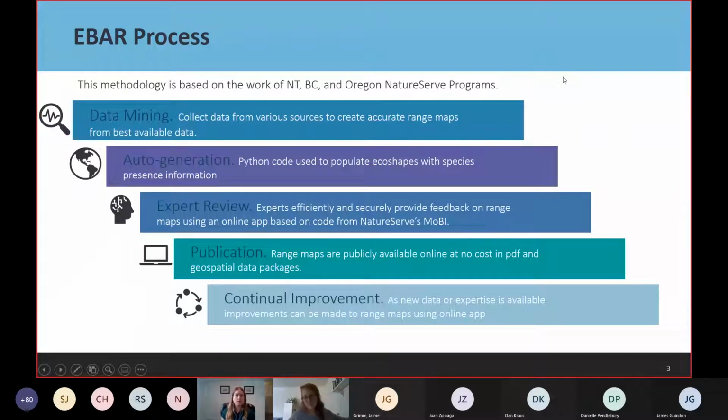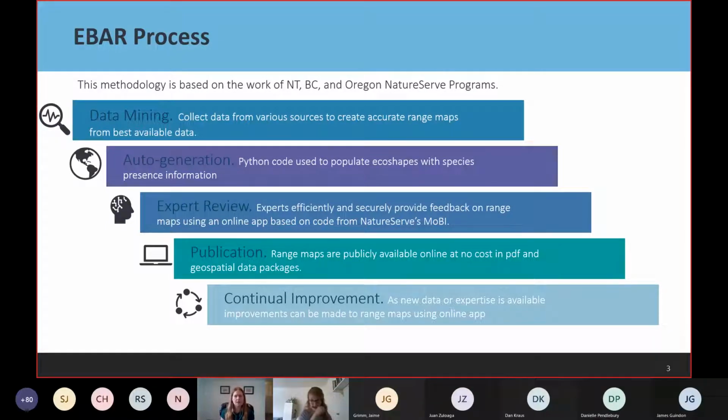So how did we actually go about doing this? Firstly, I want to acknowledge that our process is based on the work of the Northwest Territories, British Columbia, and Oregon NatureServe programs. But for our particular project, we started with data mining. We collected data from various sources with the goal of creating accurate range maps from the best available data, and I'll talk more about that later. We then took all of that information and created what we call auto-generated ranges, using custom-built Python code to populate ecoshapes with the species presence information.